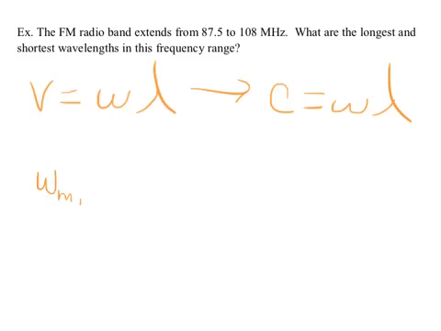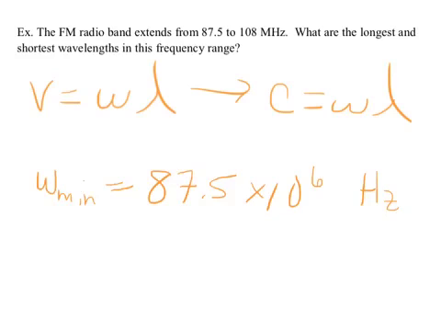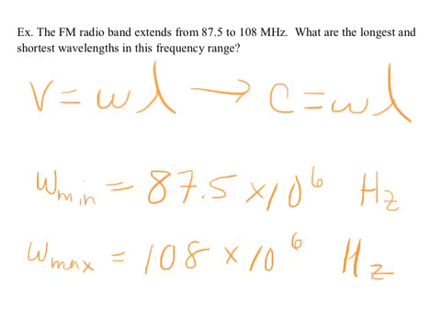Omega min, the minimum value of omega in this wave band, is 87.5 times 10 to the 6 hertz. Why did I put 10 to the 6? Because that's what mega is. Very good, Helen. That is mega. Go Helen. And then for the omega max, it's 108 times 10 to the 6. Those are the two values that we're going to use for omega to find the corresponding lambda values.